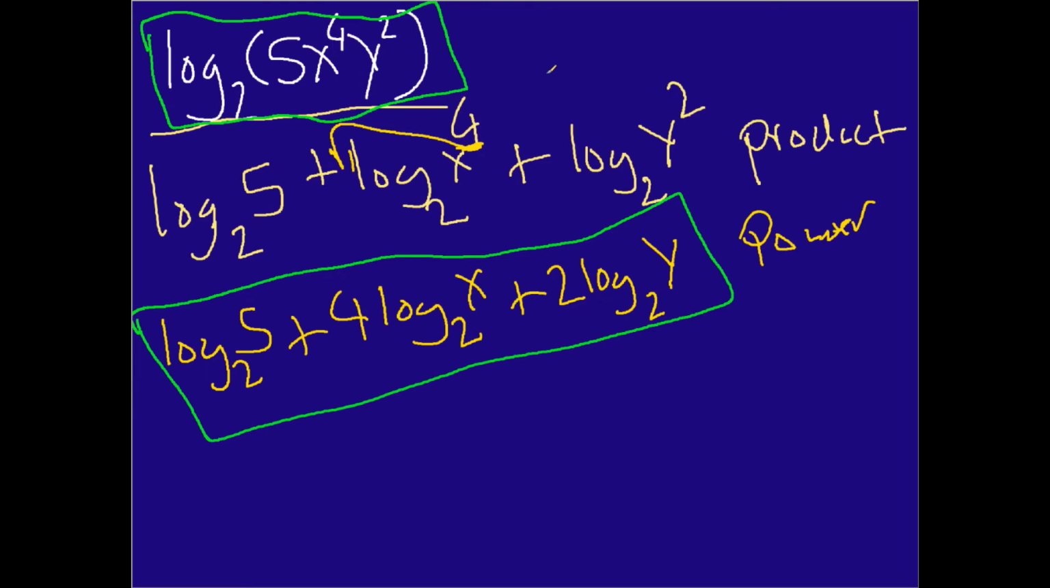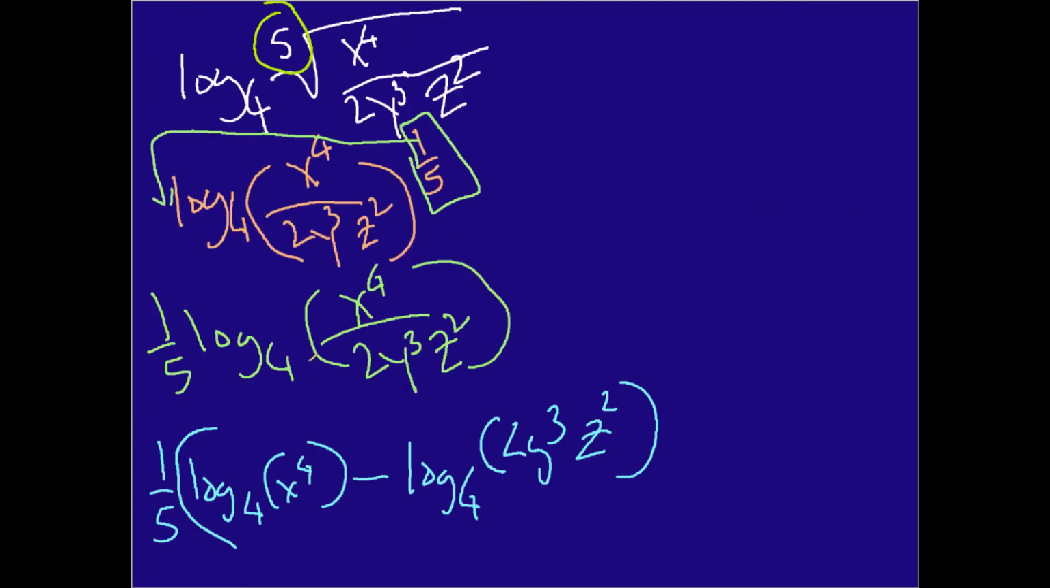But again, in this first example right here, we use the product and the power property to expand the logarithmic form. So we started with log base 2 times the quantity of 5x to the 4y to the second. That's up here. And then we use the product property to have everything add across like this because they all have the same base. And then we use the power property to take the exponent and move it in front of the logarithm like so. And that's how we did that.